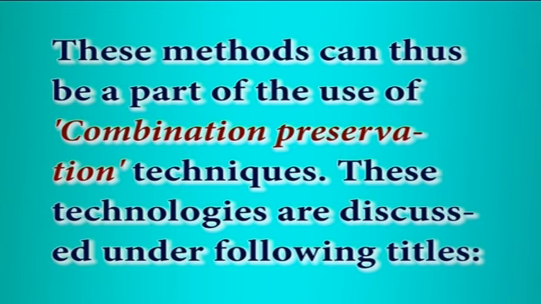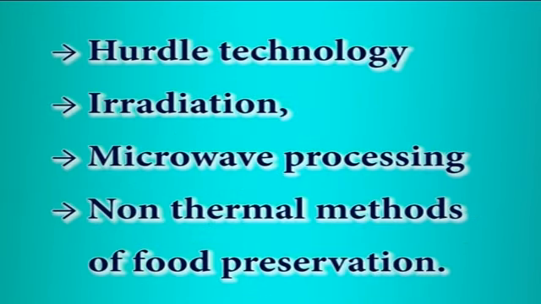However, any major method to slow down or prevent the growth of microorganisms in food has to be achieved. New methods need to be designed. These methods can thus be a part of the use of combined technology or combined preservation techniques. These technologies are discussed under the following titles: 1. Hurdle technology, 2. Irradiation, 3. Microwave processing, 4. Non-thermal methods of food preservation.